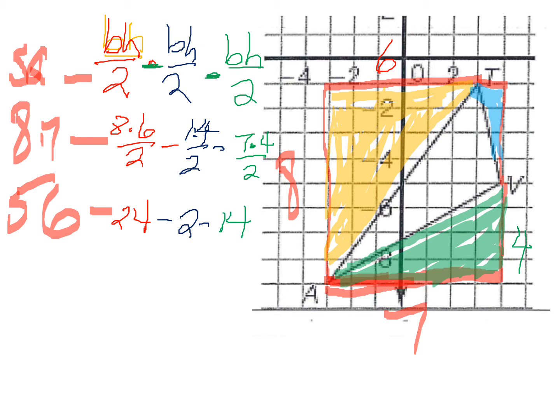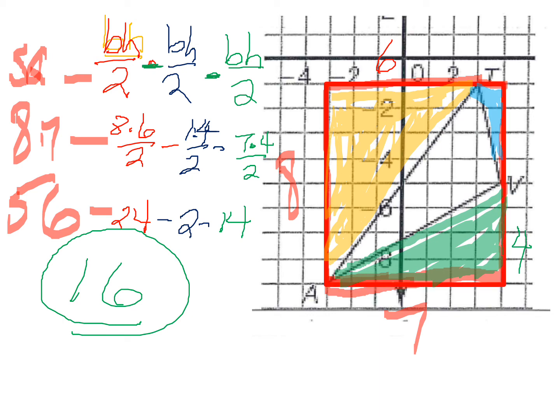So, in your calculator, one more time, 56 minus 24 minus 2 minus 14 leaves you 16 for the area of that white triangle that's left in the middle. When you take away the colored ones, the white one's going to be what's left. Don't forget, you have to start with the square. Alright, remember, this was the alternative, so best to do it the other way.